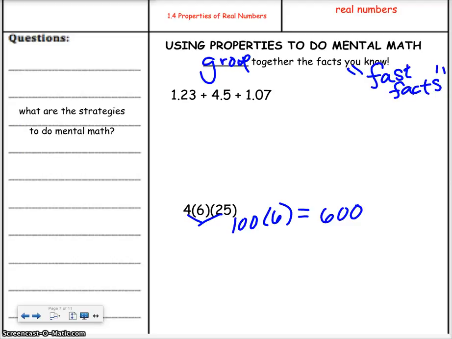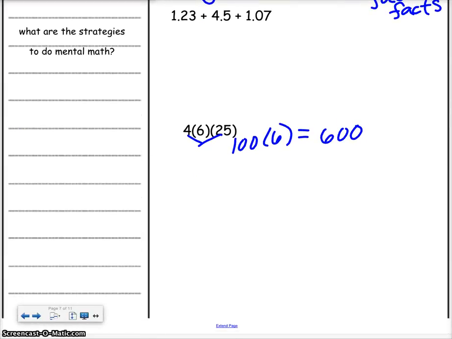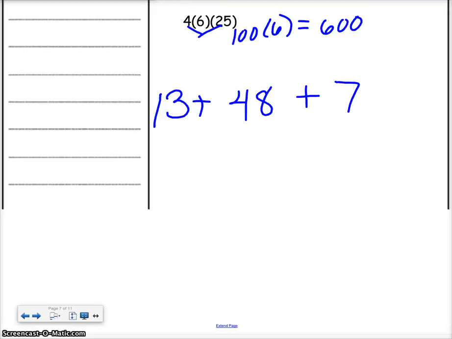I look for fast facts. Okay, make another one. 3 plus 13 plus 48 plus 7. Now I'm going to use commutative property of addition to help me quickly add these numbers. What should I put together? 13 and 7. In my fast facts, I want to end in a 0, because anything ending in a 0, you can take care of really fast. So 13 plus 7 is 20. 20 plus 48, 68.